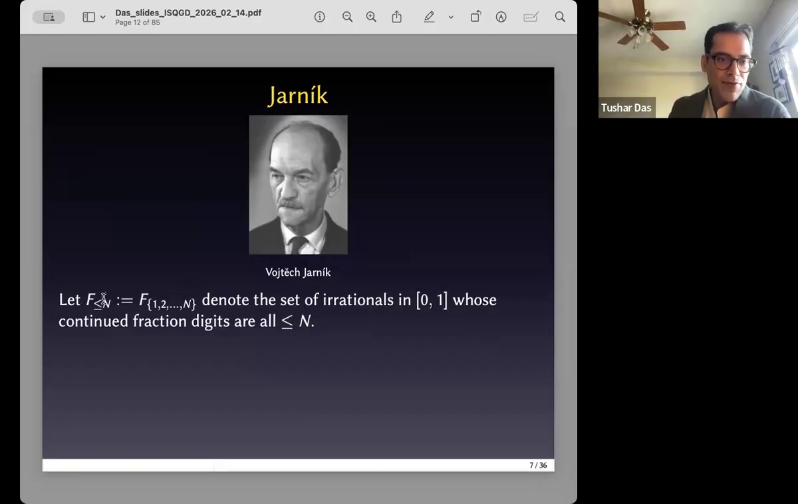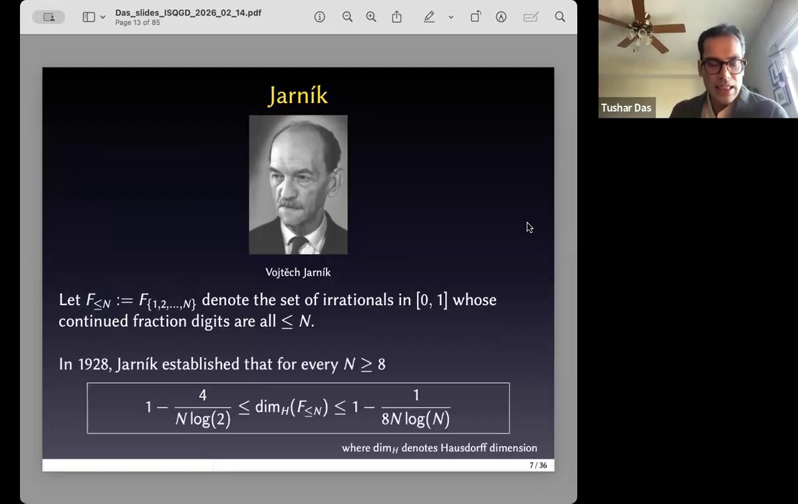I'm going to call that f less than or equal to n for obvious reasons. And in 1928, Jarnik was able to prove that for n greater than or equal to 8, you have the following bounds on the Hausdorff dimension of this fractal set. And his methods were very arithmetic. He used a lot of the arithmetic theory of continued fractions to get this bound. And that was in 1928.